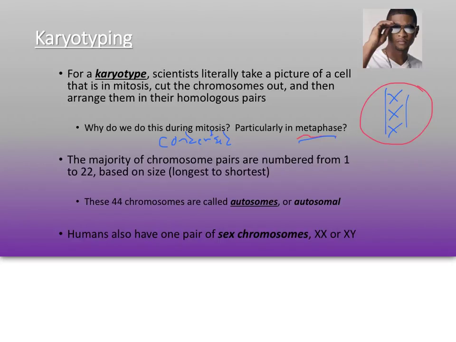So if you are XX, you are female, and if you are XY, you are male. So at that pairing, girls have 2 copies of the X chromosome. At that pairing, males have 1 X and 1 Y. So again, you've got 22 numbered pairs called autosomal pairs, and then you have 1 sex chromosome pair.